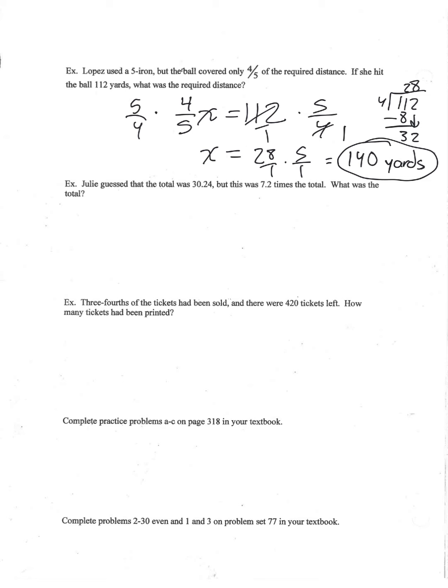Julie guessed that the total was 30.24, but this was 7.2 times the total. What was the total? Well, if we know that 30.24 is 7.2 times the total, then we know that 7.2 times x, which will be our total, is going to be equal to 30.24. And again, setting this up and thinking about how these values relate to each other is important. All we have to do is divide it out, and we'll figure out what x is.